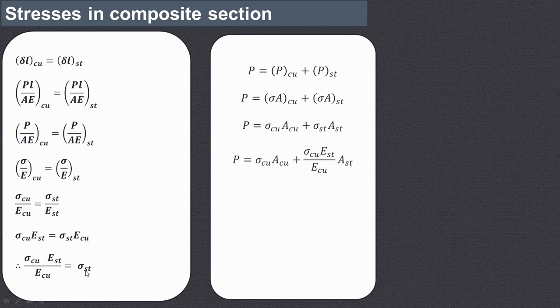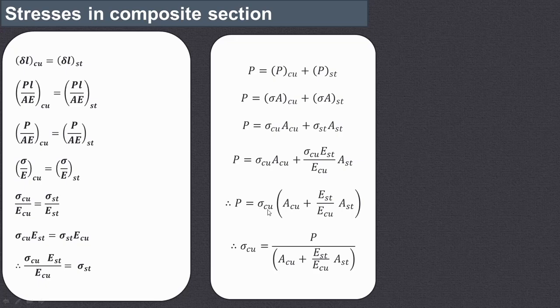Now we have calculated the value of sigma ST over here, that is sigma Cu EST divided by ECU. So that value we can substitute. So in place of sigma ST, we can substitute this entire value. So that value is already substituted over here. Sigma Cu is common from both these terms. So if you take that term common, then it will be ACU plus EST upon ECU into AST.